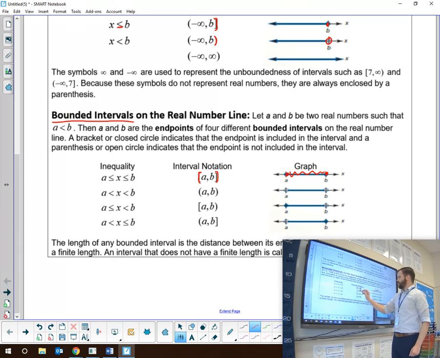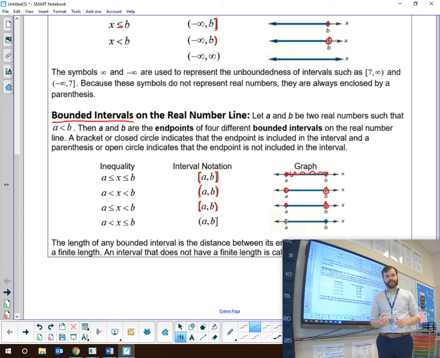Okay? Whenever we have parentheses, we have open circles. And if it is greater than or equal to, or less than or equal to, then we have parentheses on one side, brackets on the other, and we have a closed-in circle and an open circle. All right? So this is just ways that we can represent our answer to an inequality.